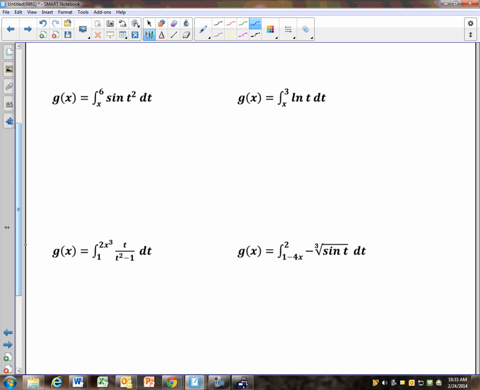So if I see the bound switched immediately, I write this. G prime of x is equal to, and I put a negative sign, because I know that the bound switching creates a negative. And then what is the derivative of this? Sine of x squared. Very good.